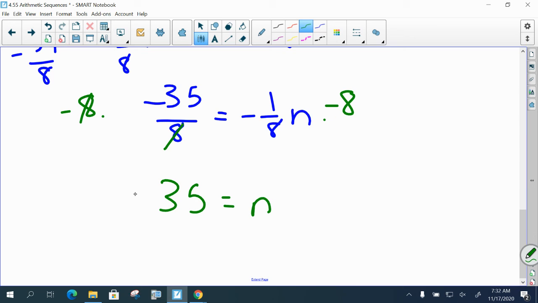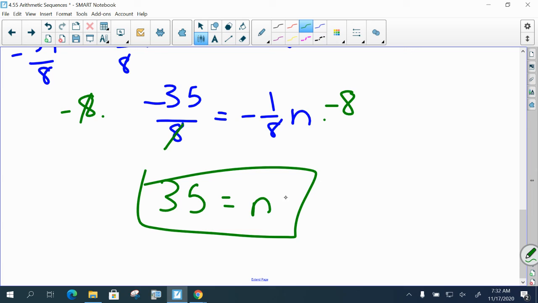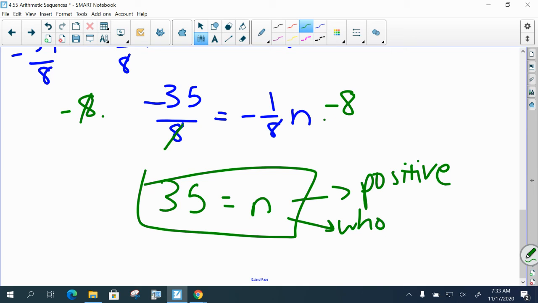Now, let's think about this for a minute. N should always be positive. You can't have a negative term number. The actual term can be negative, but it's got to be first, second, third, fourth. Also, n must be a whole number. And that kind of takes care of the positive part as well. So you can't have a 1.5 term. Okay, so if you ever get a fraction or a decimal or a negative number for n, then you know you've done something wrong. And you should go back and figure out where you made your mistake or ask for help in identifying your mistake.